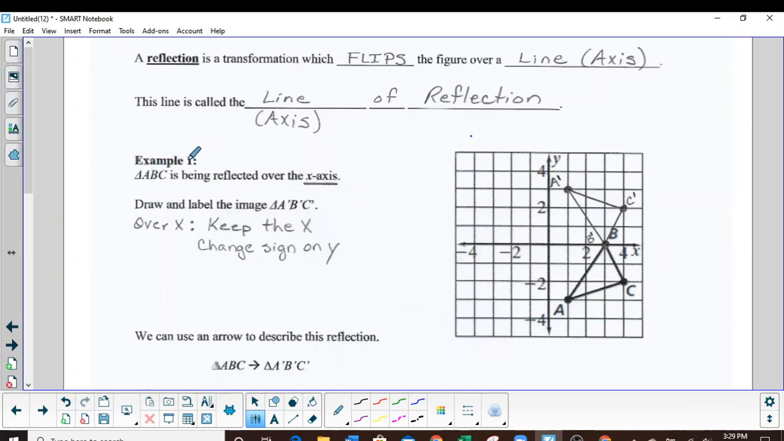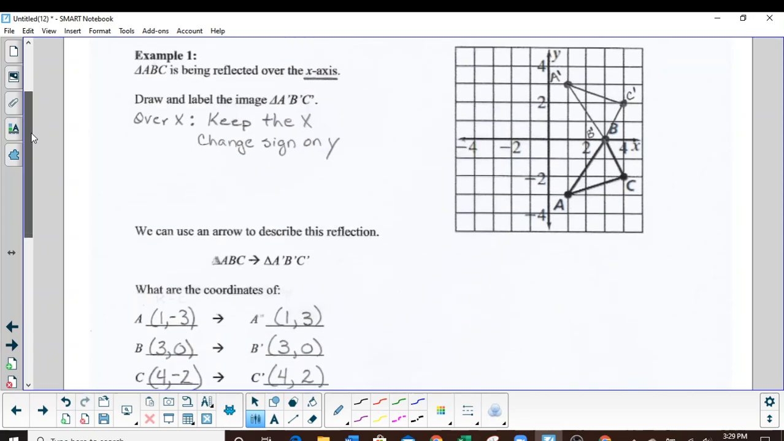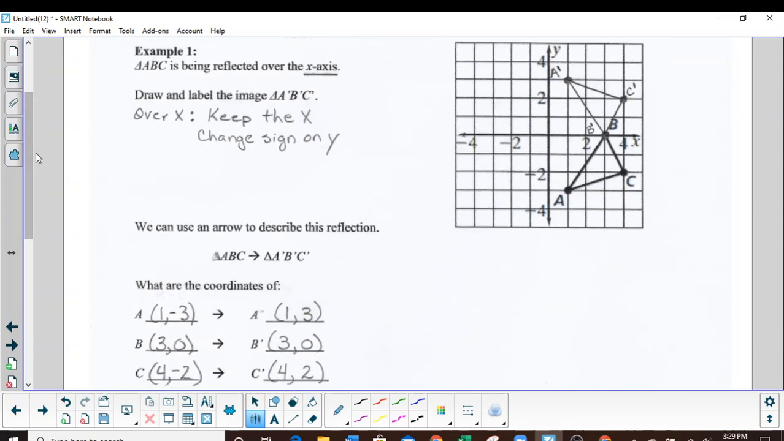So look at this. Example 1, triangle ABC is being reflected over the X-axis. Draw and label the image triangle A prime, B prime, and C prime. Okay? So I've already done this one for you. And what happened was, and we'll go through and write these down because you'll really be able to see what goes on when you write down the ordered pairs, or they're already written for you, I believe.